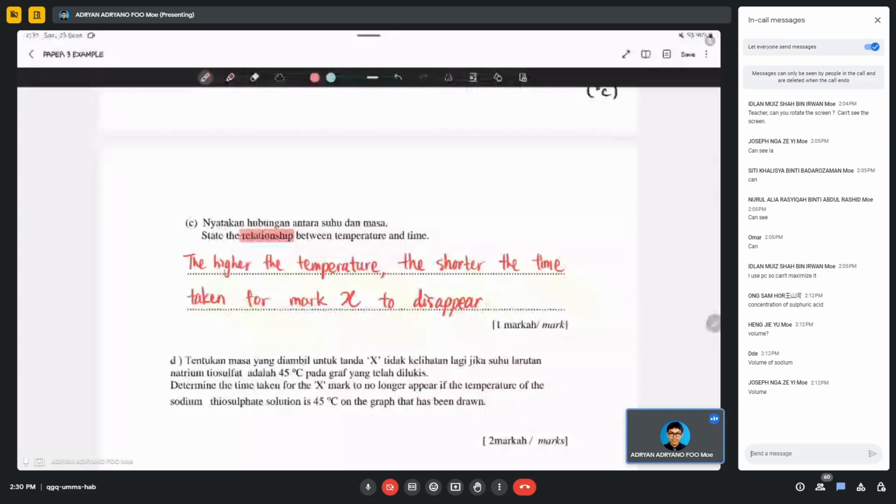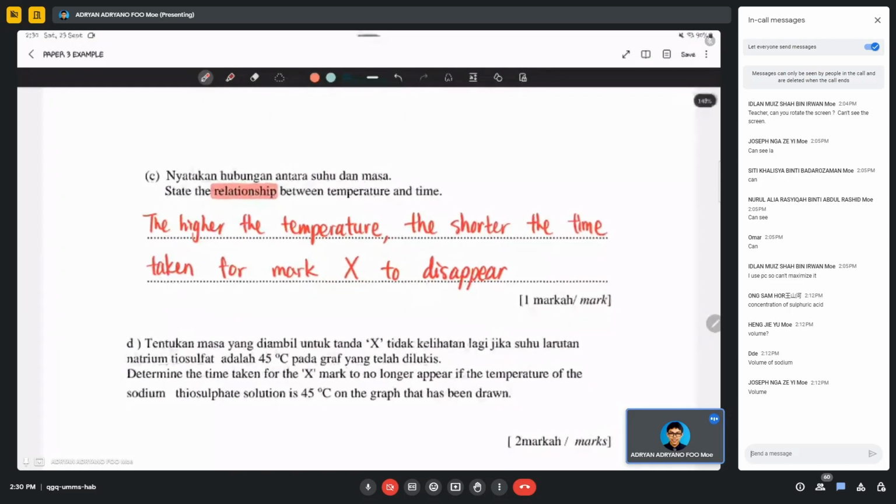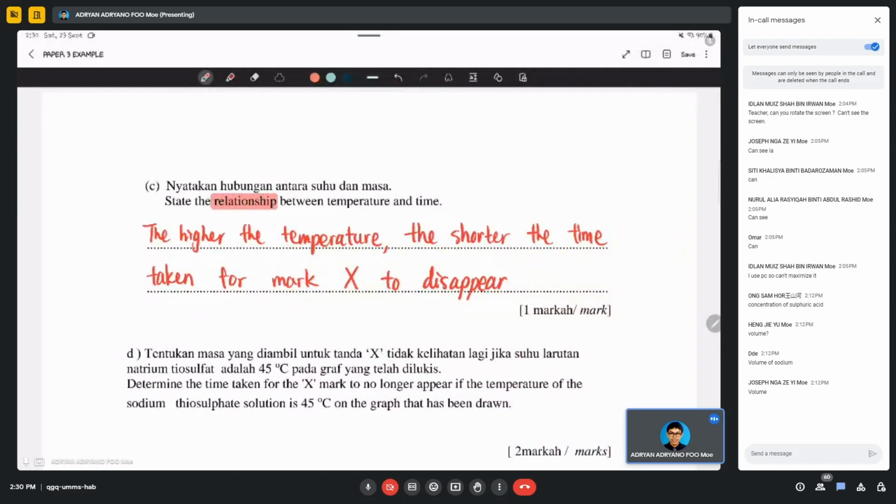Okay, this is your answer. You get 1 mark just like that. So that's why I said from the question just now, from the statement, you can know the MV and the RV. So why do you need to know this MV and RV? It is so that you know how to write the relationship: which is the MV and which is the RV.